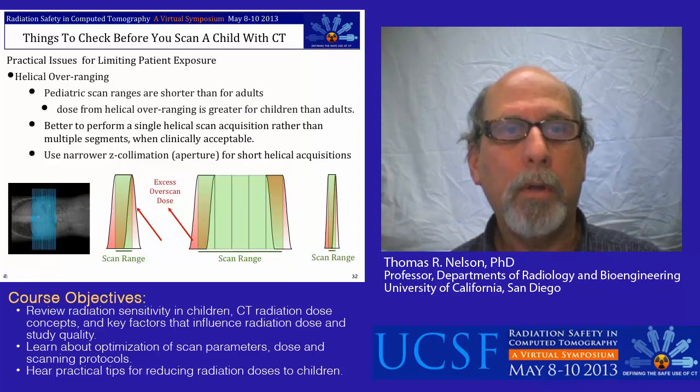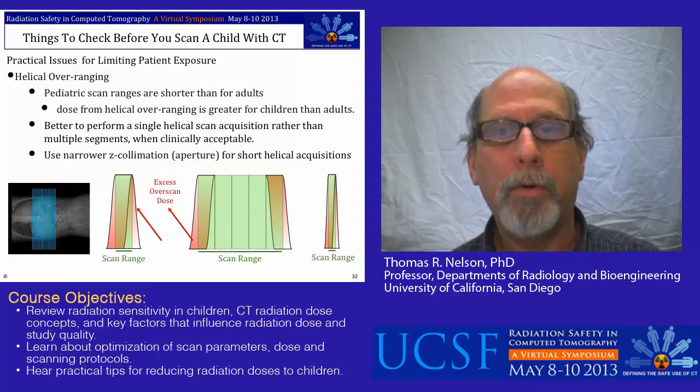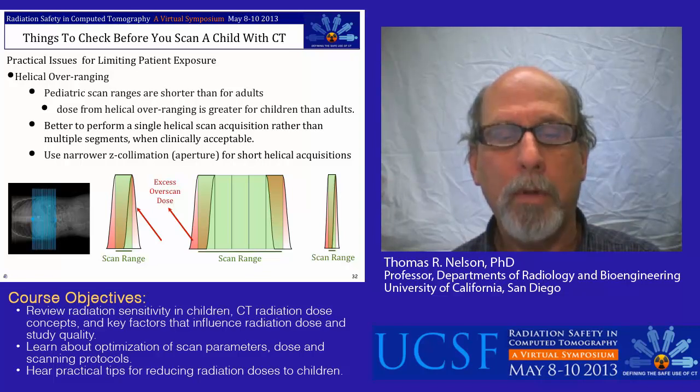Another important issue is helical overranging. Pediatric scan ranges are shorter than for adults. The dose from helical overranging is far greater for children than for adults, and thus it's better to perform a single helical scan acquisition rather than multiple segments when clinically acceptable. The use of narrower Z collimation or aperture is important for short helical acquisitions. As we can see in the lower image, the scan range has significant excess overscan from helical acquisitions, and this is minimized as we have a longer scan range. If we have a short scan range, then if we use a smaller aperture shown in the lower right, we can also reduce the overscan excess radiation dose.